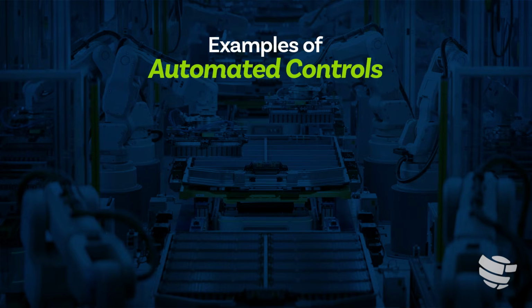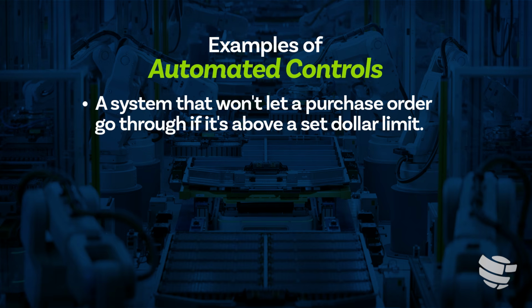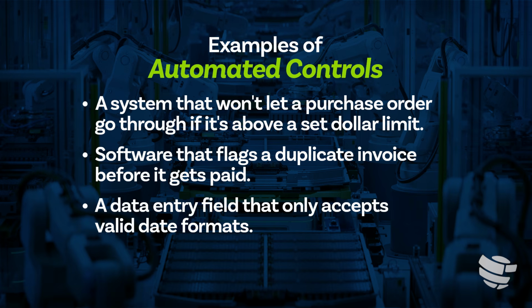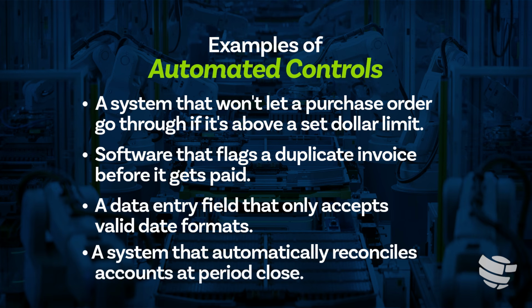Some common examples of automated controls include a system that won't let a purchase order go through if it's above a set dollar limit, software that flags a duplicate invoice before it gets paid, a data entry field that only accepts valid date formats, and a system that automatically reconciles accounts at period close. These controls are often more consistent than manual ones because they are applied the same way every time to every transaction. That consistency is one of their biggest advantages.